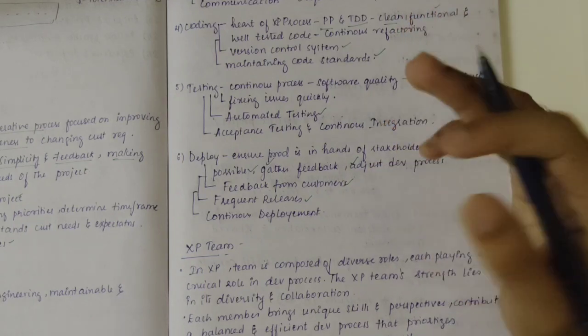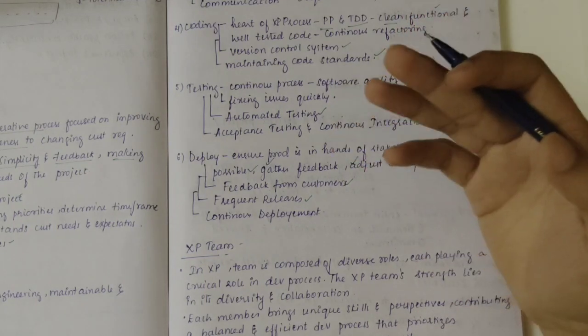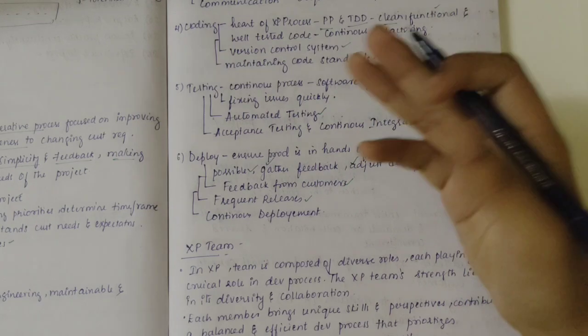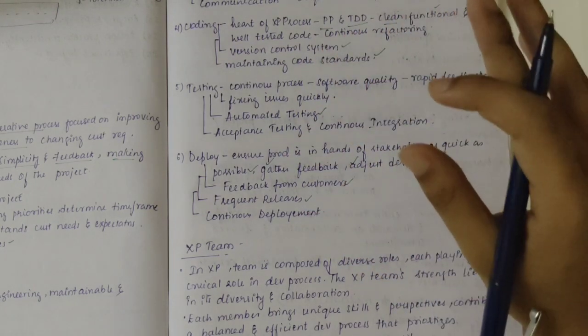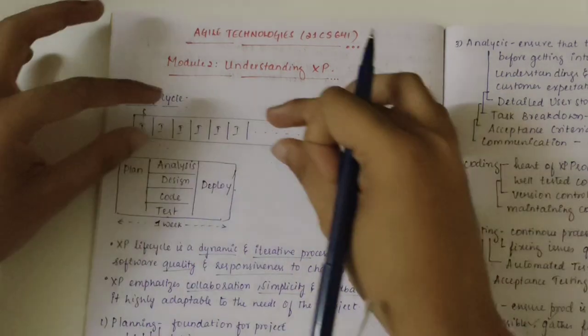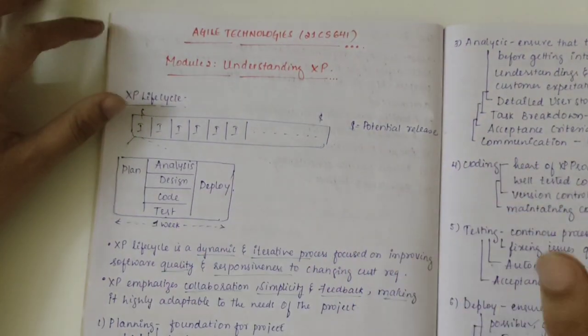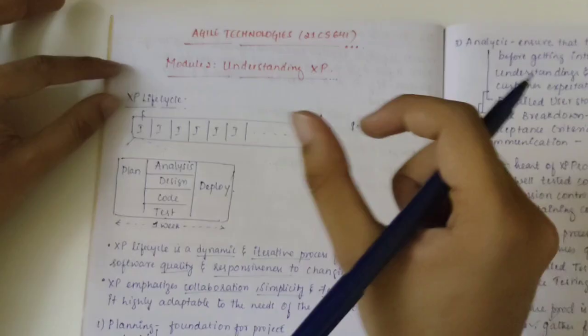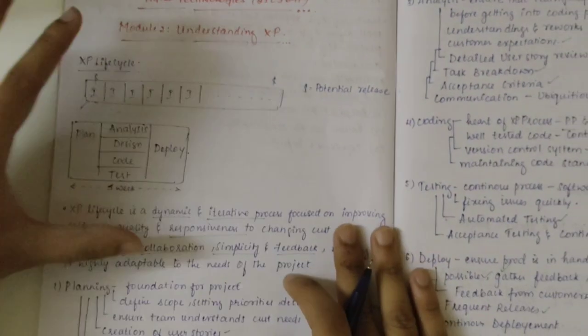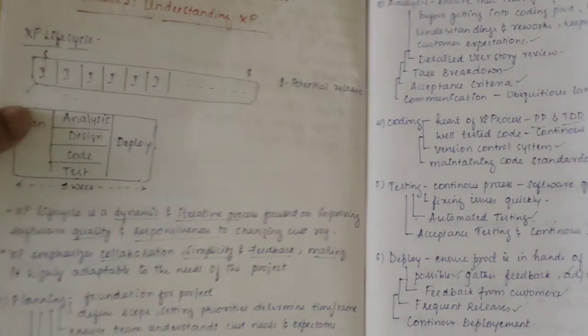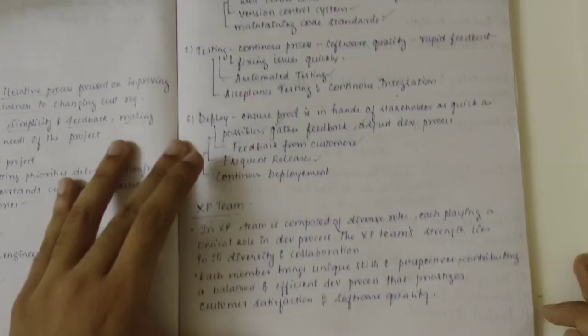This deployment could be automated, allowing new features and fixes to be released immediately after they are tested. So this was about the XP life cycle. If they ask about the XP life cycle, draw this first diagram, which depicts that within each and every week, this particular life cycle repeats. Okay, so this was about the XP life cycle, and make sure you elaborate all these points properly.